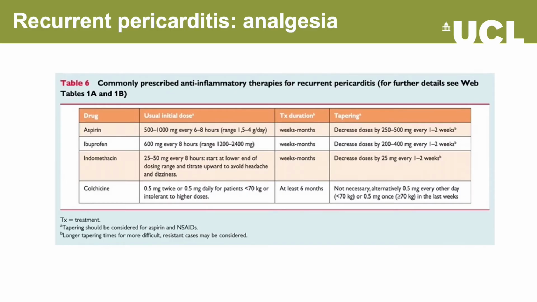So again, if you have recurrent pericarditis, the analgesia here is fairly similar to the prior table, except that you'd use aspirin, ibuprofen, and colchicine for longer. You'd use colchicine for at least 6 weeks, and you use aspirin this time for weeks to months.